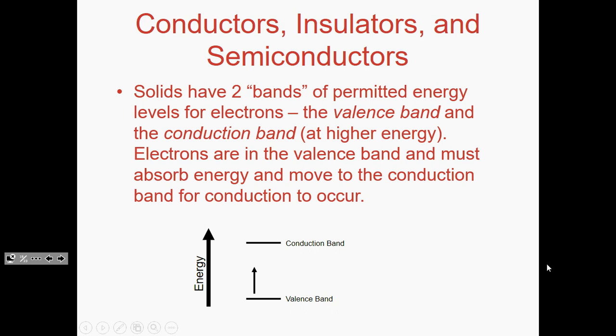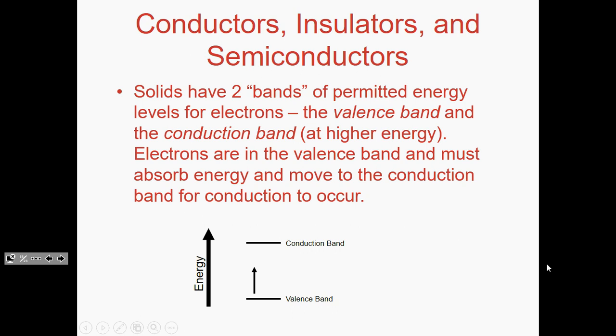So fundamentally, you need to understand that solids have two bands of permitted energy levels for their electrons, the valence band and the conduction band. Now, the conduction band is at slightly higher energy, and when electrons move to the conduction band, then they will conduct electricity. So any type of metal, we say they are good conductors. So what happens in metals is the conduction band and the valence band are relatively close together. So they conduct very, very easily.